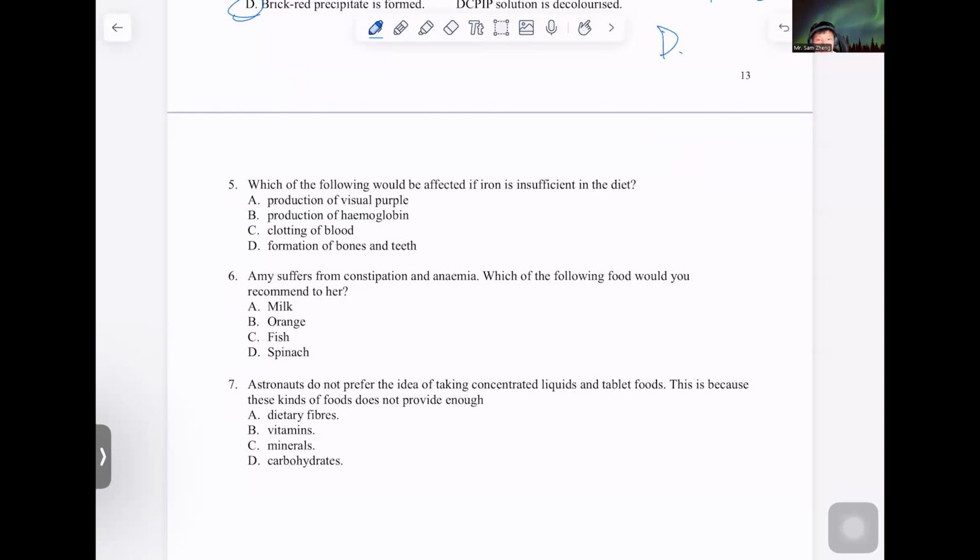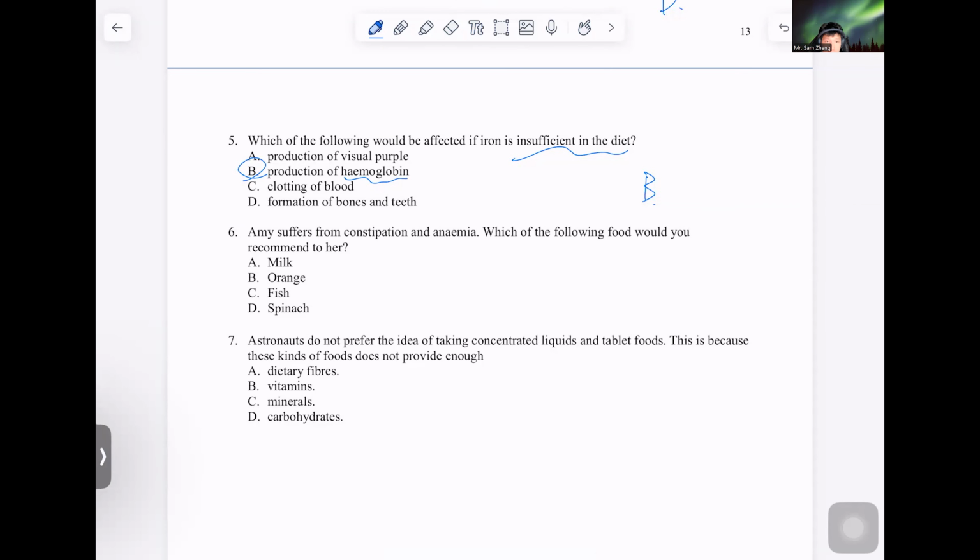Next, which of the following would be affected if iron is insufficient in the diet? Insufficient iron means it will cause a problem in the production of hemoglobin, because hemoglobin requires iron for its production. So the answer should be B.